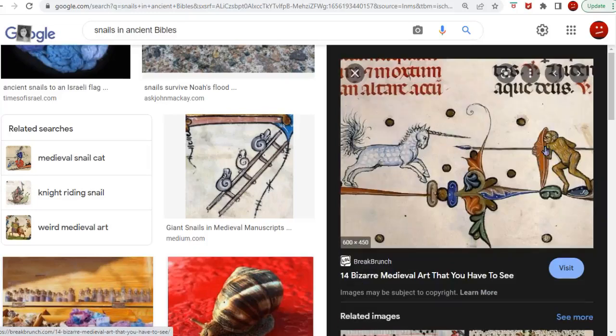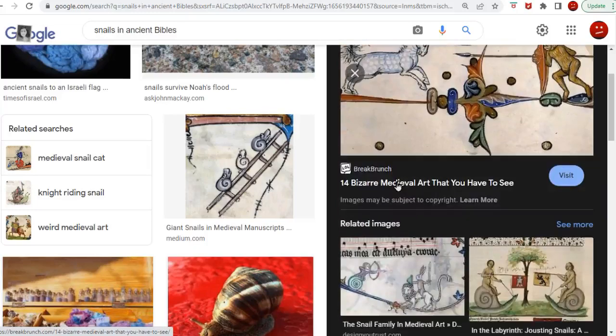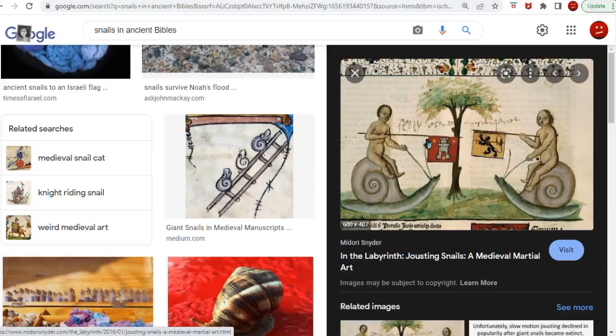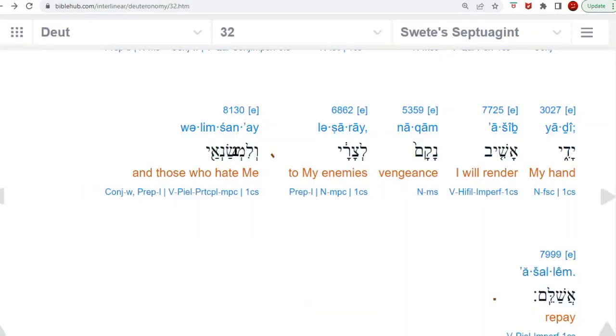And all these twisted scenes, they have a meaning. And the meaning was to help you understand the readings better. So when you ran into the word, the snail, you understood what it was talking about. Don't forget.